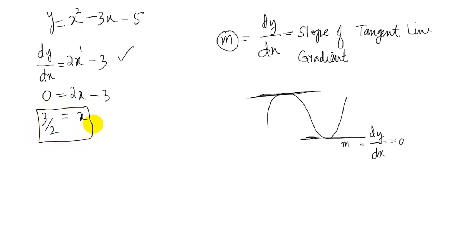Now we have to find the y coordinate of the turning point. What we will do is put this x in the original function. So the y coordinate will be 3 over 2 square minus 3 times 3 over 2 minus 5. Please let me know what the answer is. Can you check from the calculator? So it is minus 7.25.